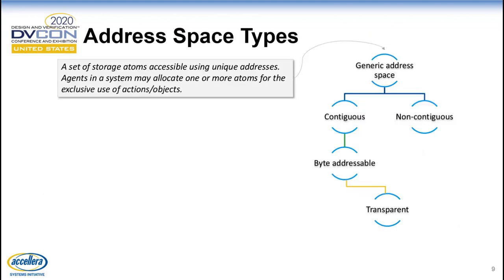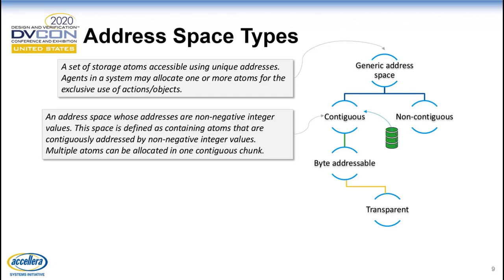The general concept that we introduced, the generic address space, is pretty generic, not really useful. So we define some useful specializations for that. Number one, which we call contiguous address space. A contiguous address space is a space whose addresses are non-negative integers. This space is defined as containing atoms that are contiguously addressed by a non-negative integer value, meaning if you ask for n number of atoms, you will get n contiguous atoms.